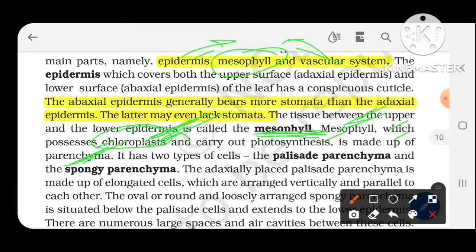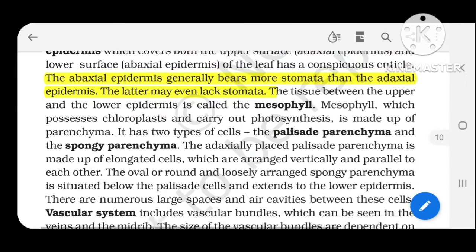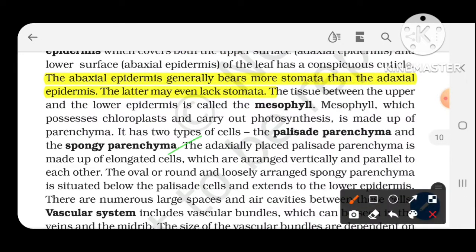Now this parenchyma is of two types. There are two types of parenchyma present in this mesophyll layer. The first one is palisade parenchyma and the second one is spongy parenchyma. The adaxially placed palisade parenchyma is made up of elongated cells which are arranged vertically and parallel to each other.